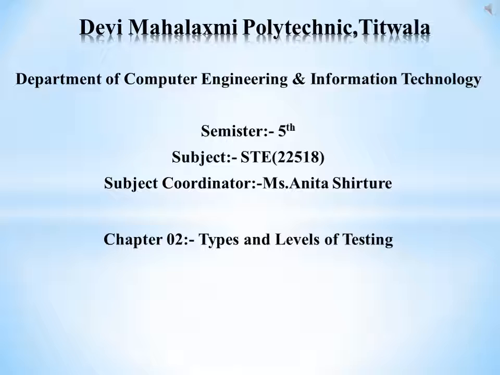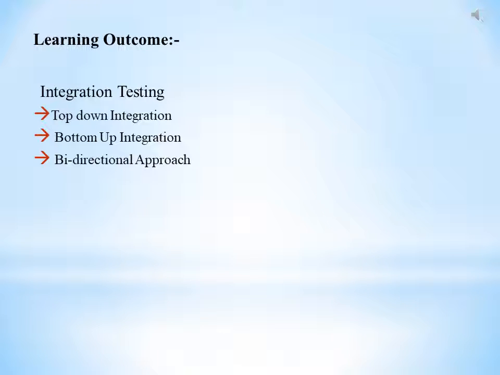Chapter 2nd: the types and levels of testing. In the previous video, we learned about the levels of testing. How many levels of testing are there? Unit testing, integration testing, acceptance testing, and system testing. Learning outcome of this video: integration testing, with the top-down, bottom-up, and third, the bidirectional approaches.